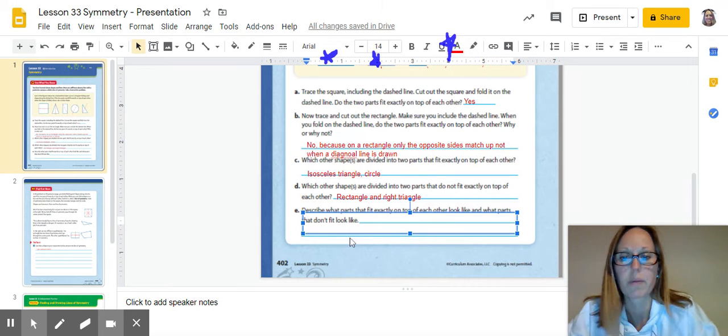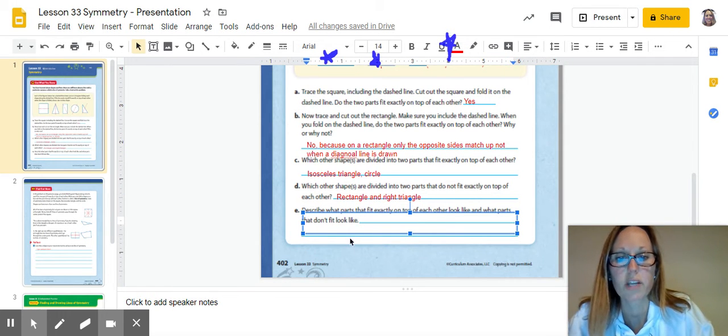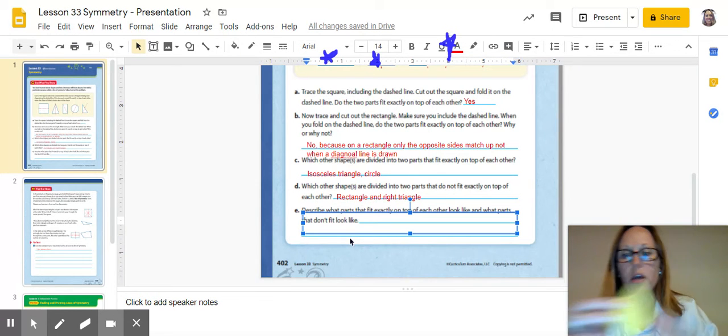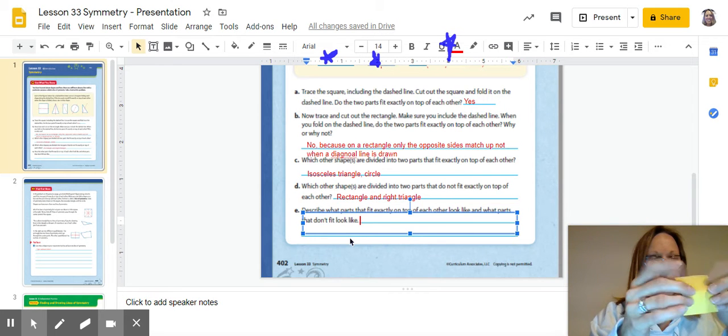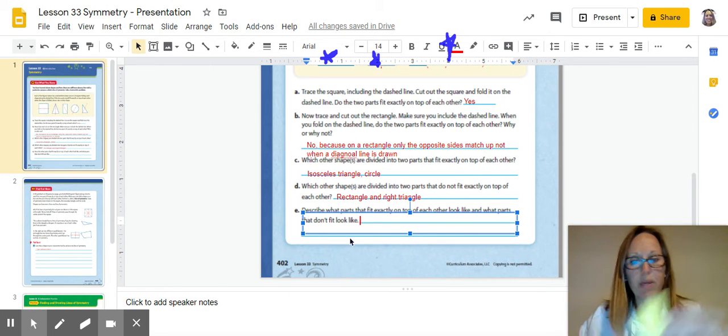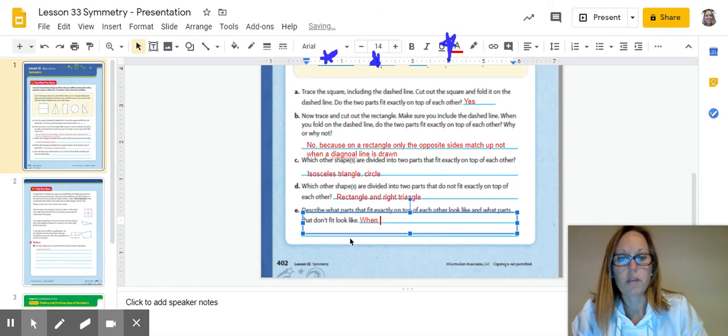Sorry, I wanted to move that up a little bit. So describe what parts that fit exactly on top of each other look like. When they fit on top of each other, they look like a mirror image, right? They fit on top of each other. There's no overlapping. So when the parts fit exactly, they are a mirror image.